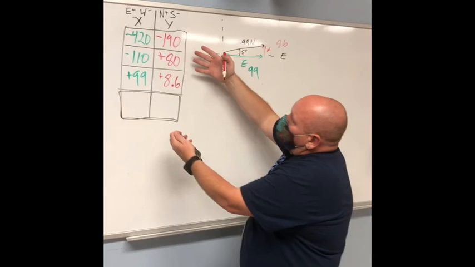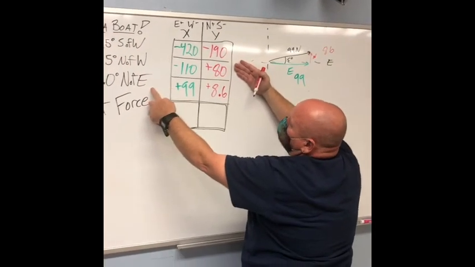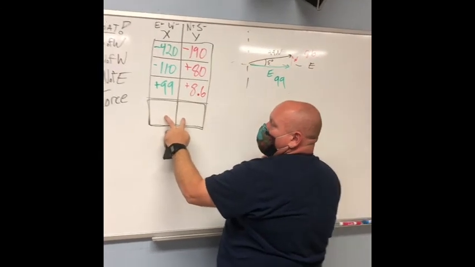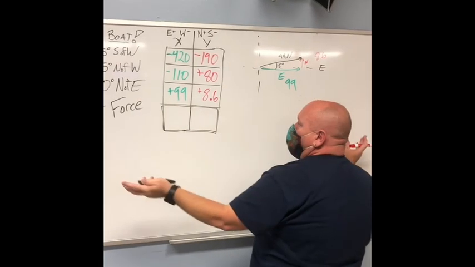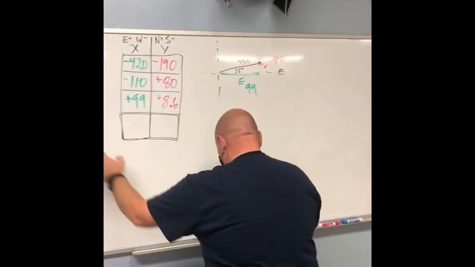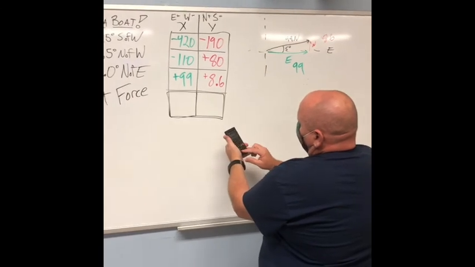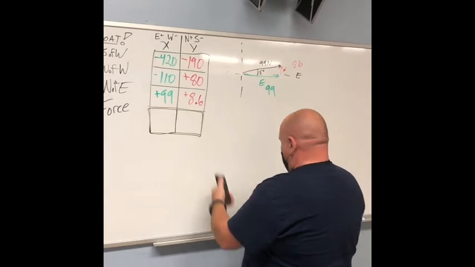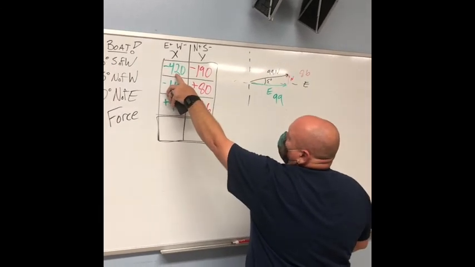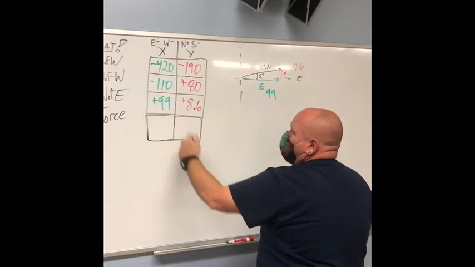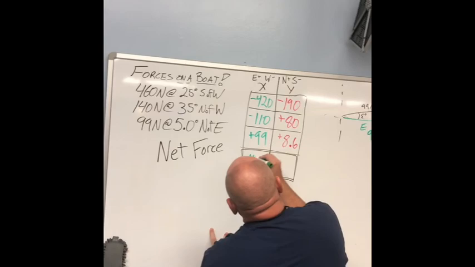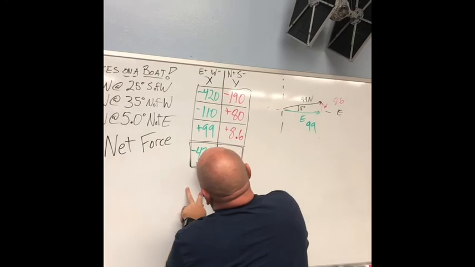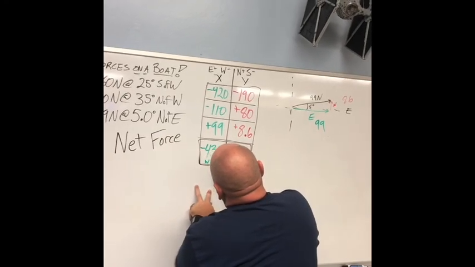All right. So I've broken all 3 of these down into perpendicular components. I'm going to add them all up, and then I'm going to have the perpendicular components of our overall resultant net force. All right? So I got 420 minus 110 plus 99. I get 431. I got to round to the tens place. So 430. Negative, should say.